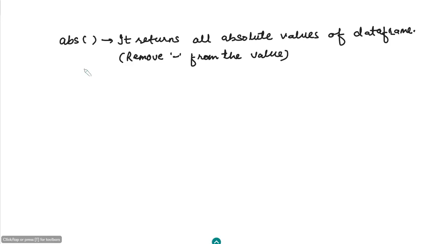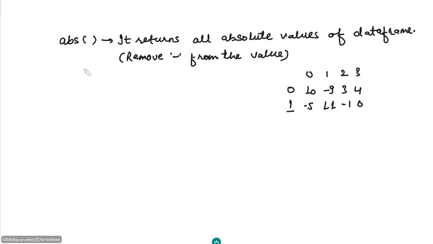Suppose you are having a data frame in which you are having some values. Suppose 1, 2, 3, 4, 0, and 1. Right? In which you are having some negative elements, -9, 3, 4, 5, 11, just make it negative, and -1 and 0. So it will remove the minus sign from the values.